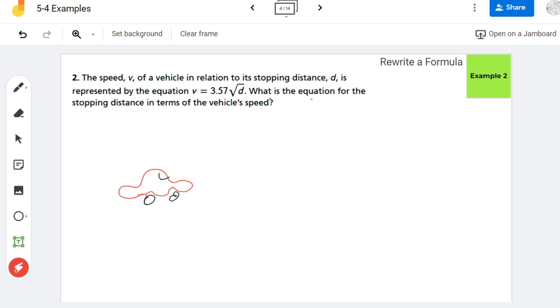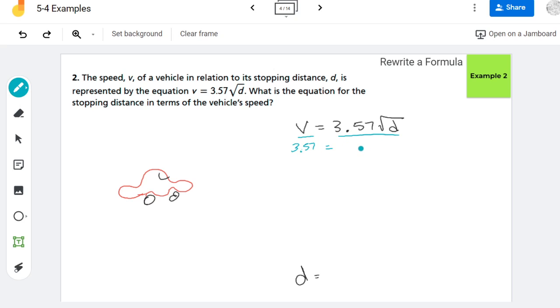It says, what is the equation for the stopping distance in terms of the vehicle's speed? So what they're asking for is d equals what? I'm just rewriting the equation. To solve for d, our first thing is to isolate this radical. We've got to get it alone. So I'm going to take that 3.57 and divide it on both sides of the equation.